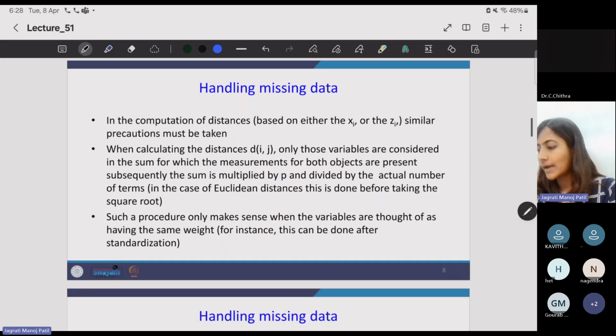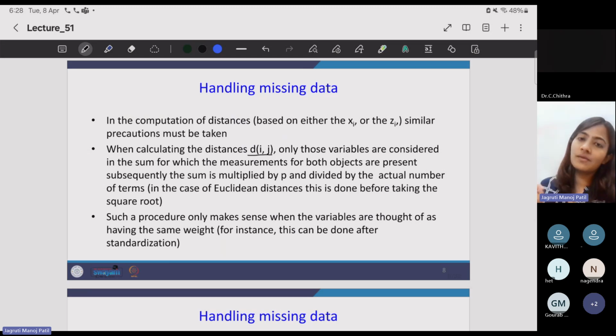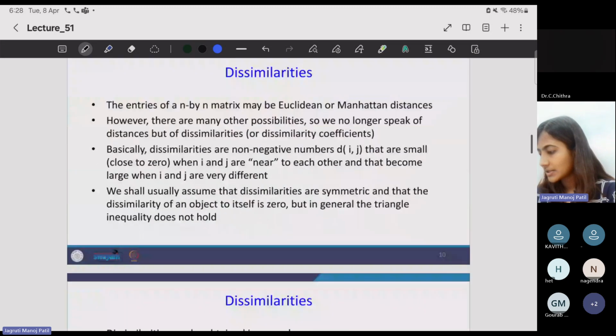So same thing, how to handle those, and we'll compute the distances here also. Now here the distances are always based on Euclidean distances, or it is based on whether that particular variable is present or not present. Okay. So we'll just directly see.